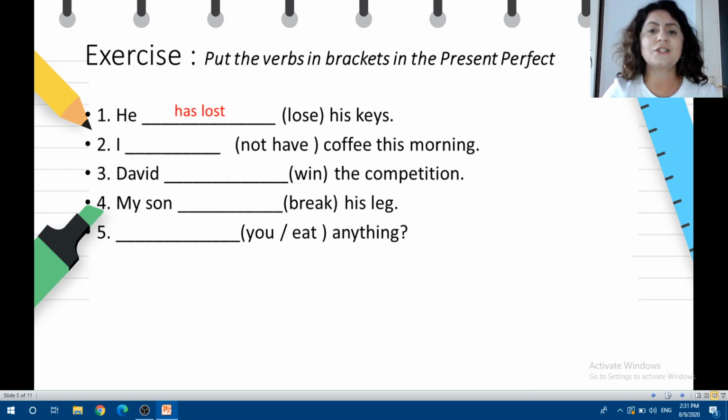He has lost his keys. We can see that the subject is he, so that's why we use the form has and the past participle of the verb lose. He has lost his keys.